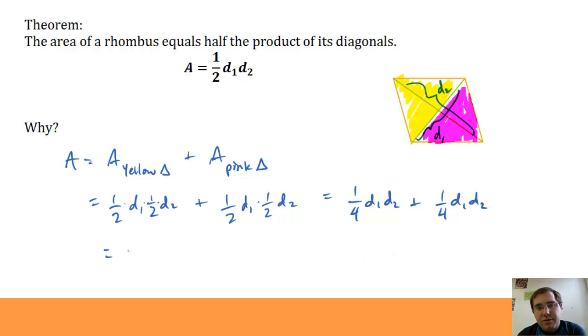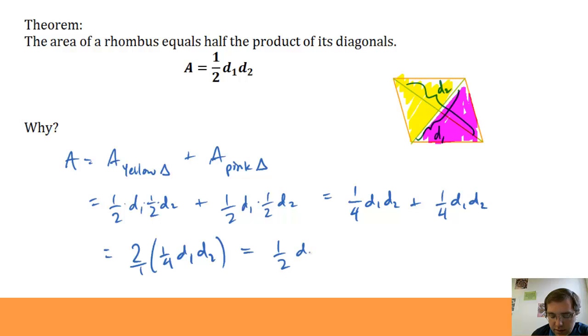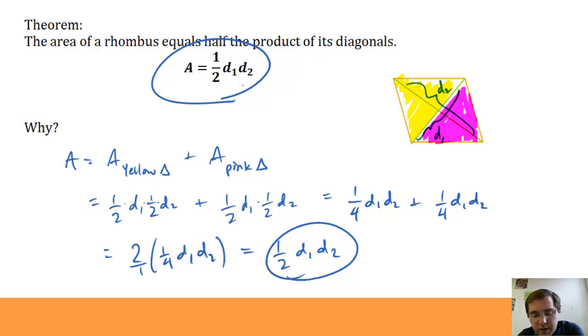If I add those together, I essentially have 2 times 1/4 of D1 D2, and the 2 times 1/4 is 2 over 1 times 1/4, which is 1/2 D1 D2, which is exactly what I said it would be, half the product of the two diagonals.